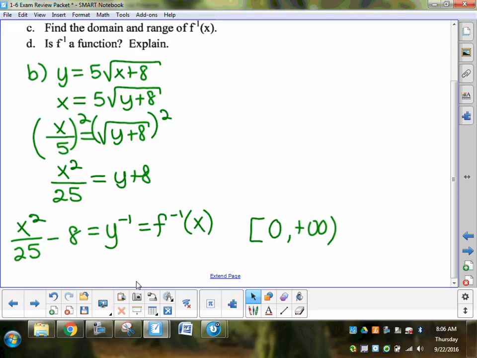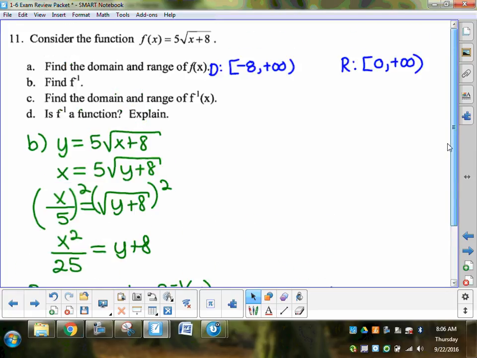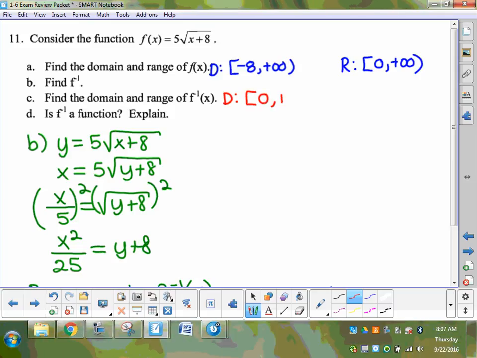Let's do this. Here's one way to check. Go back up to the original. What's the domain of the original? And look at the range of the original. What's the domain of the inverse going to be? Other way around, 0 to positive infinity. And then what's the range on that inverse going to be?